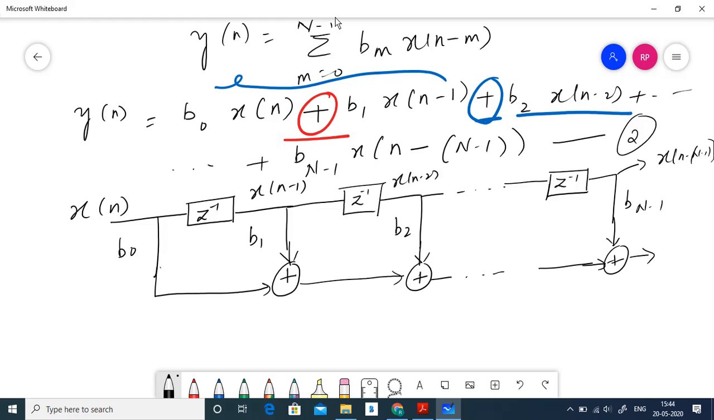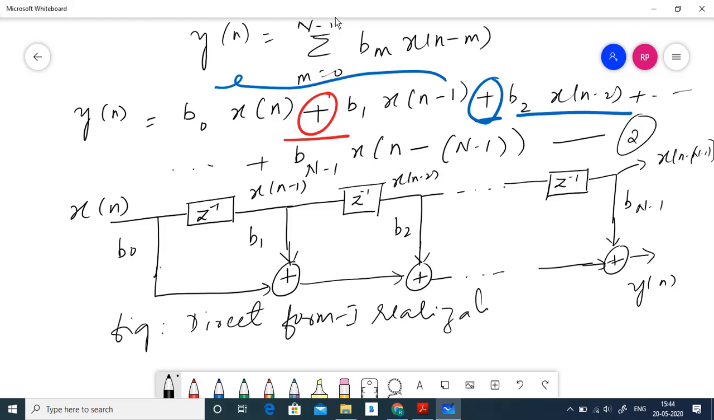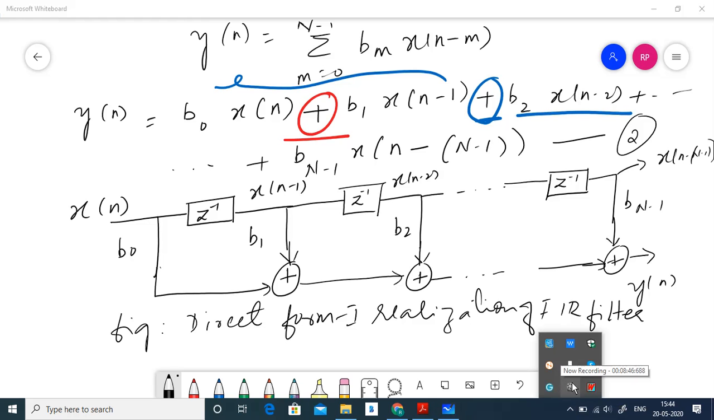Finally you will get y(n), and this figure represents the direct form 1 realization of the FIR filter. So I hope you have understood this concept, that is, how to realize an FIR filter with direct form 1. Hope you have understood. Thank you.